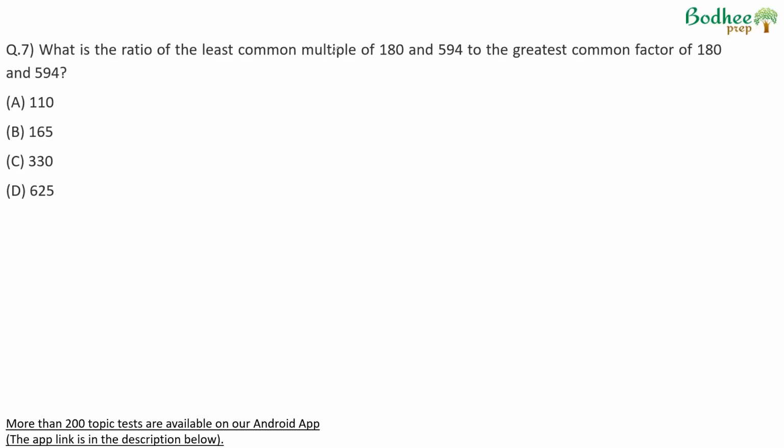What is the ratio of the least common multiple, LCM, of 180 and 594 to the greatest common factor, or HCF, of 180 and 594? Now we know that LCM into HCF is equal to the product, but we'll have to find the HCF. Let's not use this. Let's just put the values.